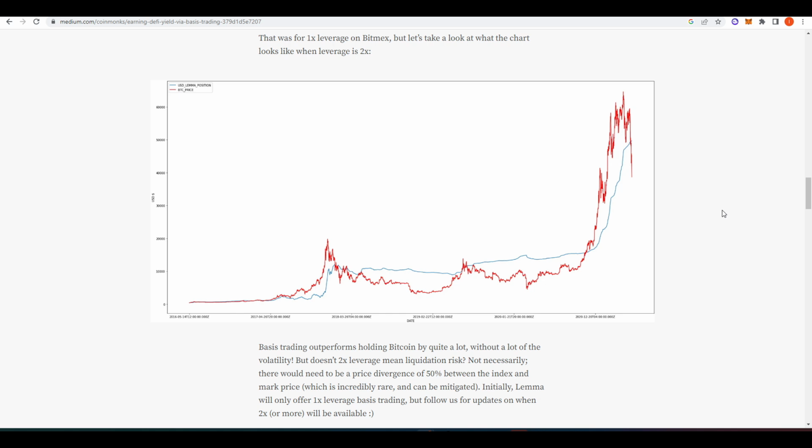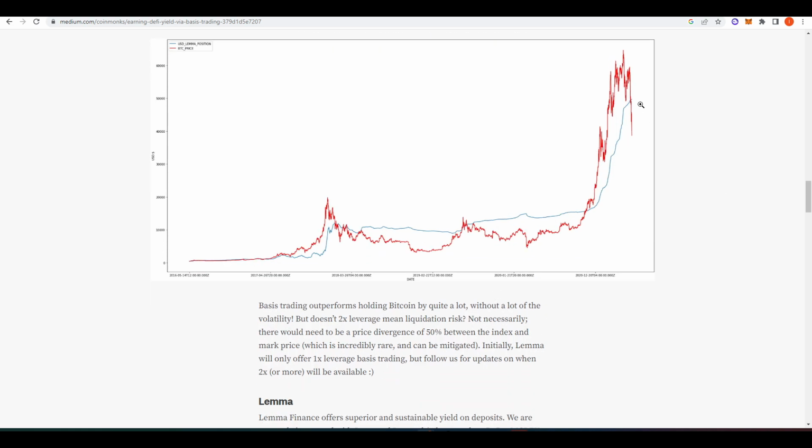Say you have $100, $50 of it is Bitcoin and $50 of it is USD. So you hold the $50 of Bitcoin and then you short $50 worth of Bitcoin perpetual futures contracts. And that's your 1x leverage strategy. But your 2x leverage strategy would be to hold entirely Bitcoin. So you'd hold $100 worth of Bitcoin and then short $100 worth of Bitcoin perpetual futures contracts as well.